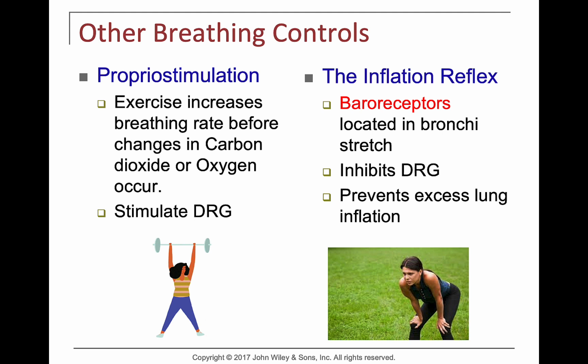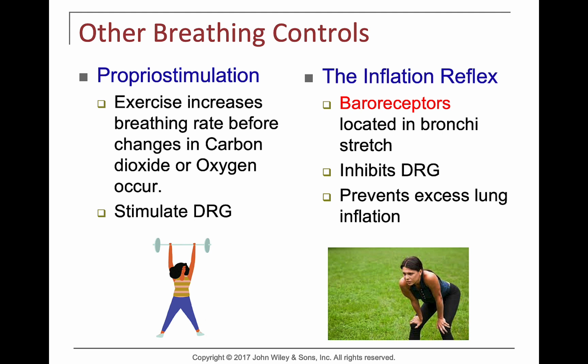Propriostimulation means that we have nerve receptors in our joints that monitor body positions. So if we start exercising before we build up too much CO2 and get low on oxygen, our body is going to increase ventilation rate in preparation because it knows the position of our limbs.